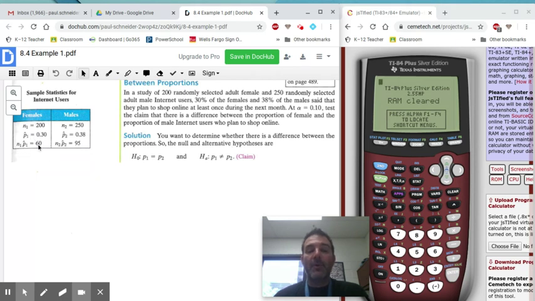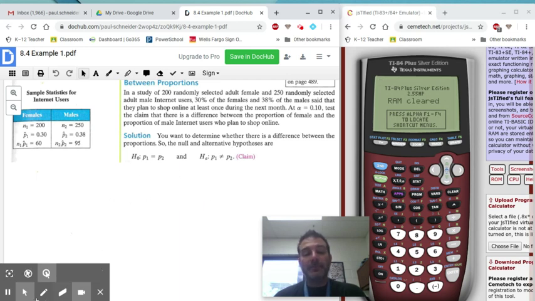That's going to be important when we put it into the calculator, because remember, when we deal with proportions in our calculator for doing z-tests, it asks us for not the actual p-hat values, but it actually asks us for the x. So it actually gives us that, but you should be able to get that on your own as you've been taught in this class before.